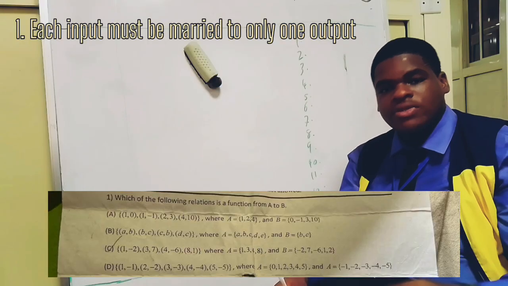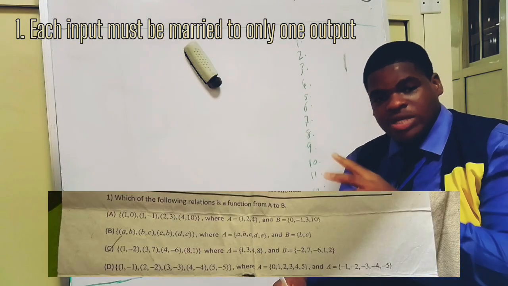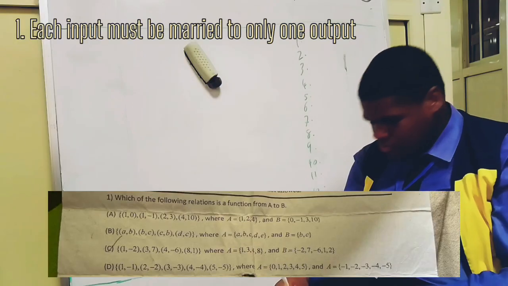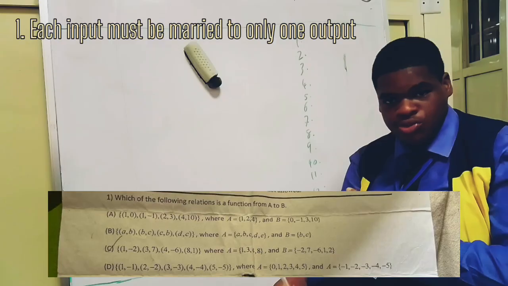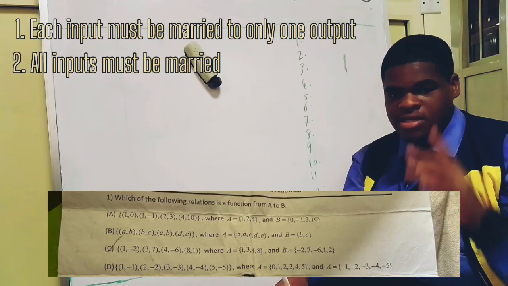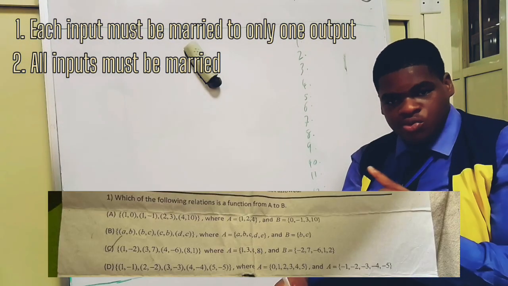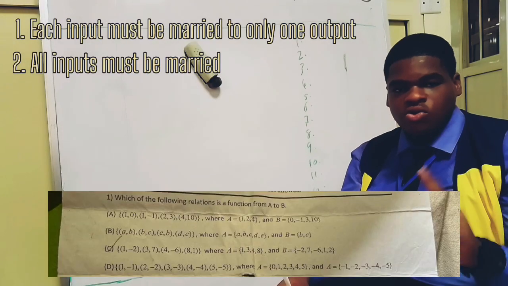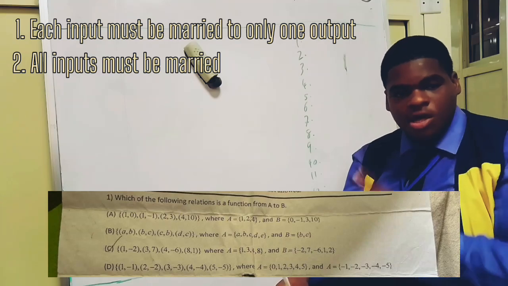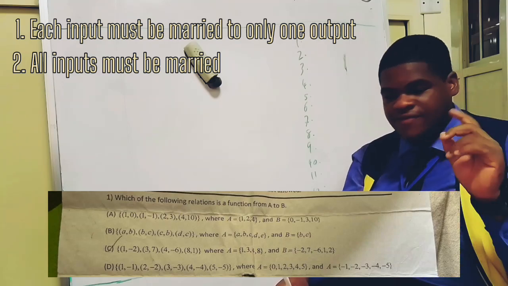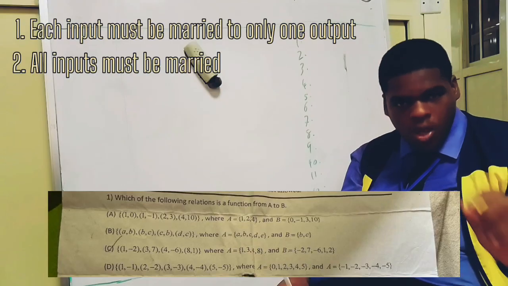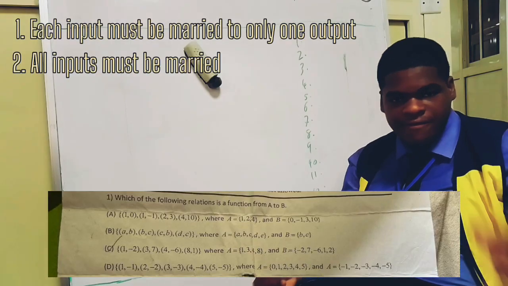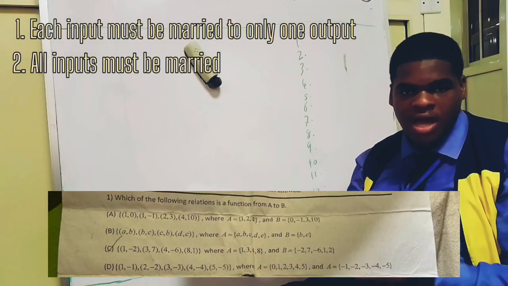Second of all, after you have checked that no input is mapped to two outputs, you have to make sure that each input has an output. I will go over that again. Each input must have only one output. Second, each input must be mapped. That is, if you are given a set of 1, 2, and 3, then 1, 2, and 3 must all have an output. 1 and 2 cannot have an output while 3 is left out. They must all be grouped together, and they must all have an output.